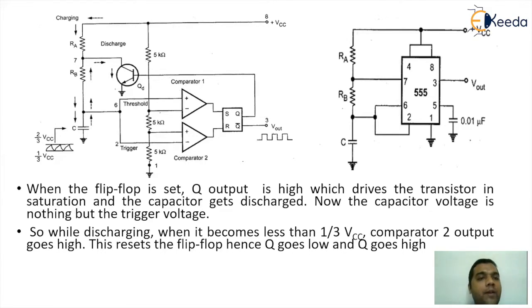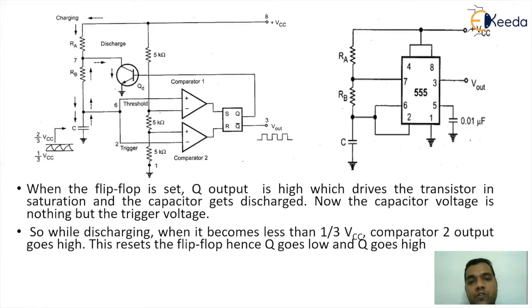Now what will happen? The capacitor will start losing energy. Since it is discharging, the voltage level of the capacitor is falling. As soon as that voltage level falls below 1/3 VCC, that is the reference level for the lower comparator, the lower comparator will give a high output. If the lower comparator gives a high output, R will become 1, Q bar will become 1, and Q will become 0.